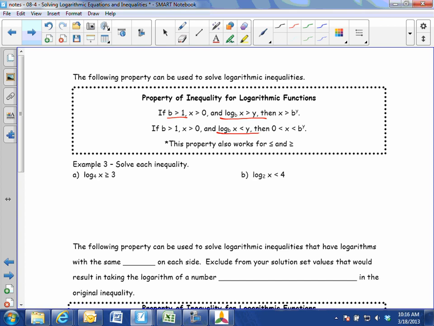Okay. We're looking at this. If the log itself is greater than something, then x has to be greater than the base to the y. So in other words, we just have to be careful when it's a less than, because we have to put it at 0. I'll explain with an example to make more sense, I promise.